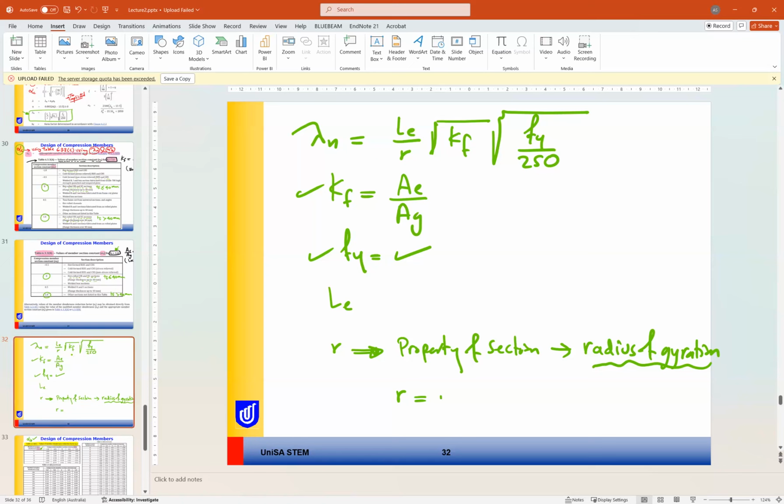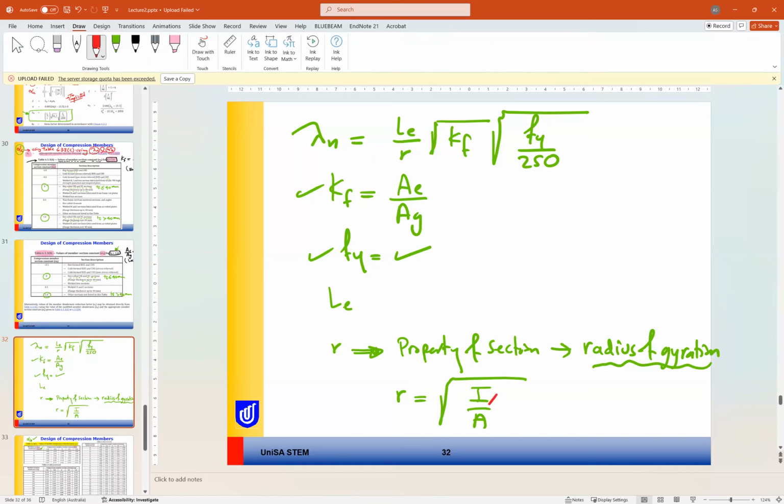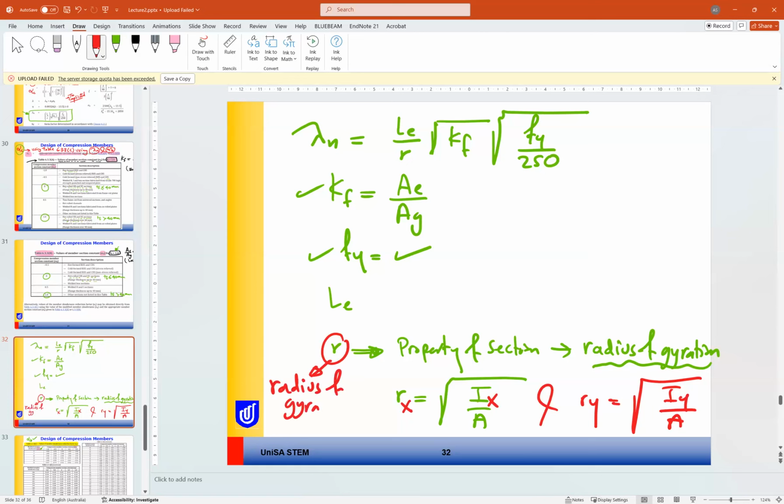Okay, so it is root inertia over area. So the radius of gyration r equals root I over A. If it is Ix, so this is rx. If it is ry, so root Iy over A. So this is r, the radius of gyration of the section. And L effective is the effective length of the member, equal to K effective times L.